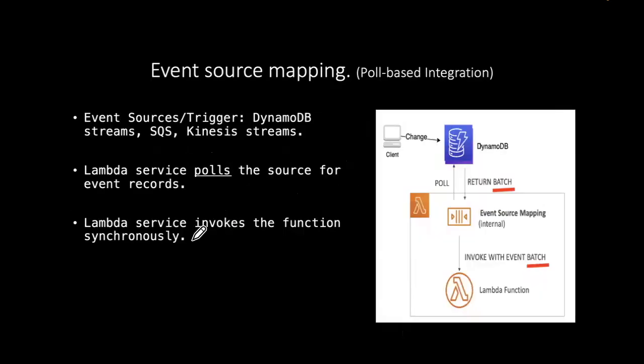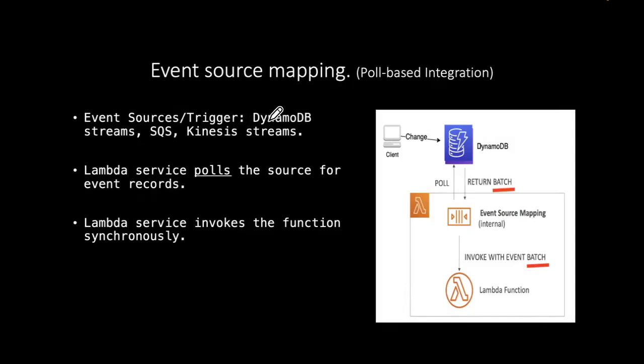The third integration model is called event source mapping, kind of a peculiar name. Poll-based is slightly more descriptive. It's a little bit like the asynchronous, but there is one main difference between the two. Now, first of all, the services that use this integration type would be DynamoDB, SQS, which is a messaging service, and something called Kinesis, which is a kind of a streaming service.